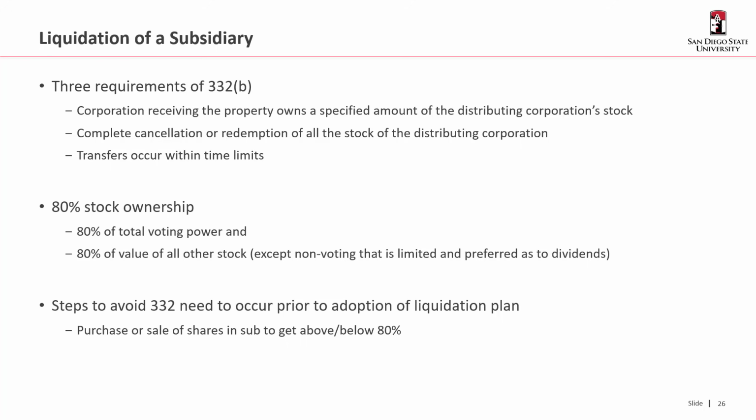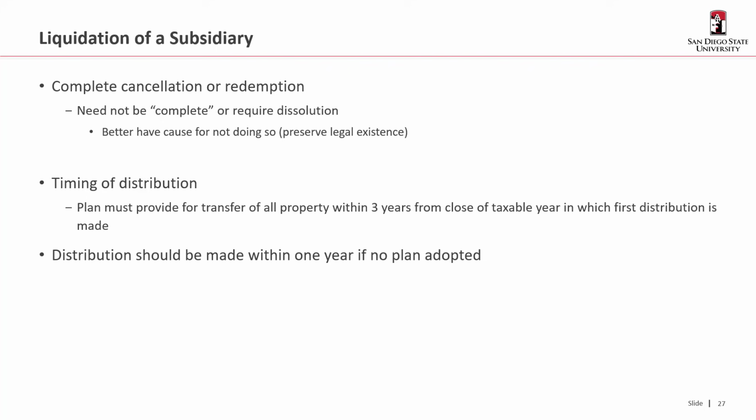So maybe you need to dump some shares to get below 80%. You would need to do that clearly prior to the adoption of the liquidation plan, or else the step transaction is going to apply to that transaction. Need a complete cancellation or redemption.